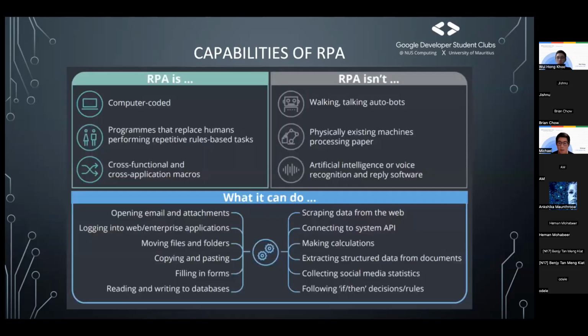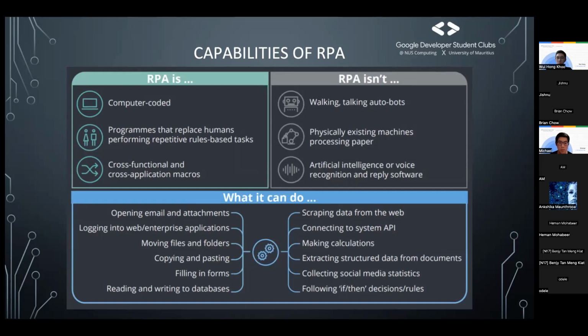Now, just to debunk the capabilities of RPA, this is a very good diagram of what RPA is and what RPA isn't. RPA is computer coded, so you need to write code. It's low code, but still it is code. It is programs that replace humans performing repetitive rule-based tasks. So the most important thing here is rule-based. It is something that is done repetitively, right?